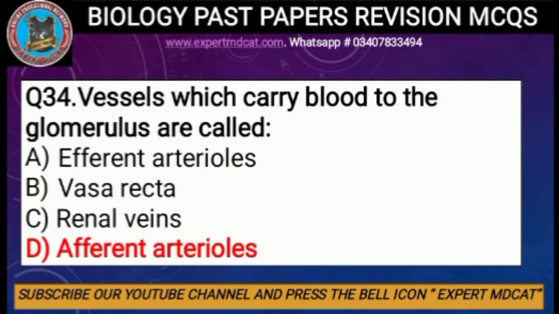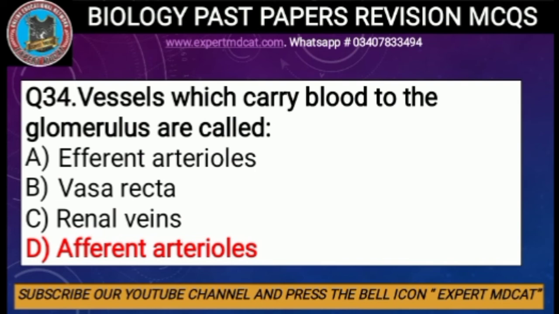Question number 34 is, vessels which carry blood to the glomerulus are called. Options are afferent arterioles, vasa recta, renal veins, efferent arterioles. Here the correct option is afferent arterioles, option A. Because towards the glomerulus, afferent arterioles play a role, while for taking blood away from the glomerulus, efferent arterioles play a role.